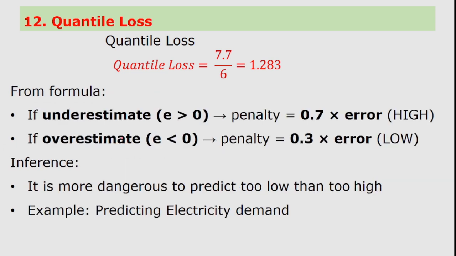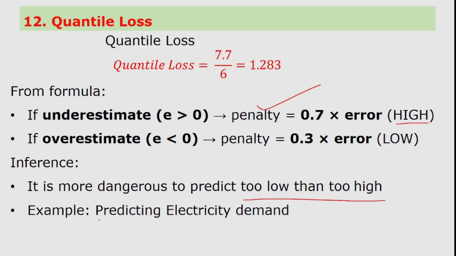So for underestimate, by using the formula, if the error is greater than 0, the penalty is given as 0.7 into error. It is very high, right? And for overestimate, if the error is less than 0, the penalty is 0.3 into error, so it is very low. So what's the takeaway or inference from this particular slide? It is more dangerous to predict too low than too high.